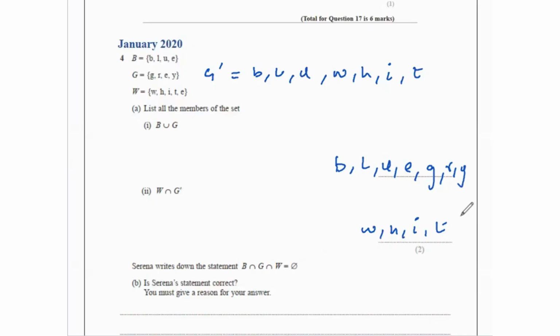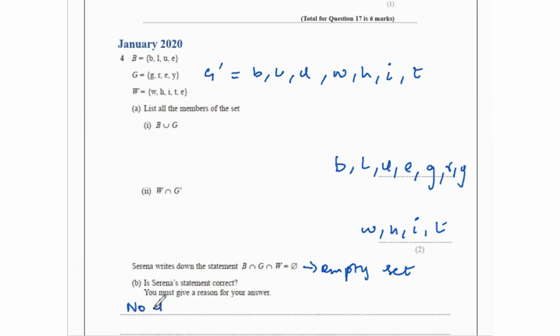Then it says Serena writes down the statement B intersection G intersection W is equal to a null set. This symbol means null set, which means empty set, which means there's no element in the set. Is Serena's statement correct? You must give reason for your answer. So B intersection G intersection W is actually E. So her statement is incorrect.